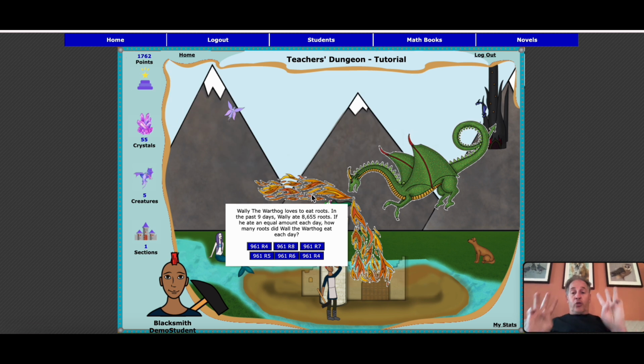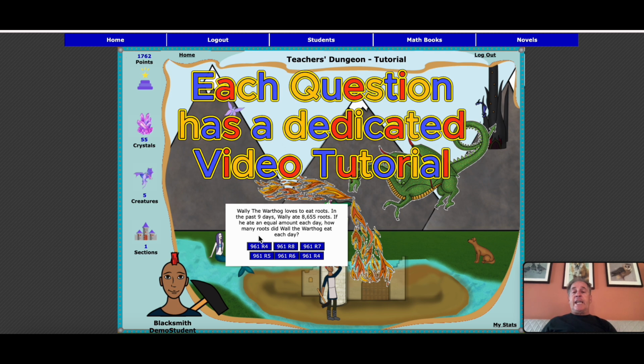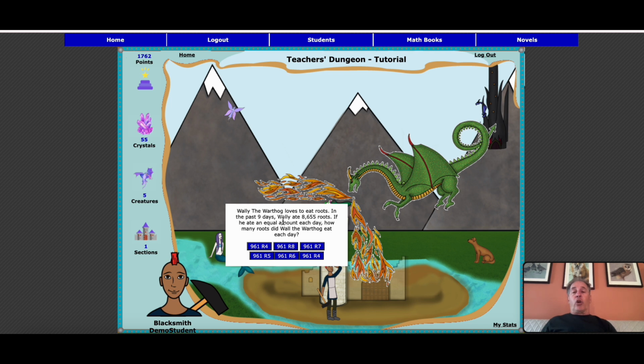Now, there are three super cool things about the Teacher's Dungeon. The first one is that each and every question is linked to its very own video tutorial. So this question says, Wally the Warthog loves to eat roots. In the past 9 days, Wally ate 8,655 roots.